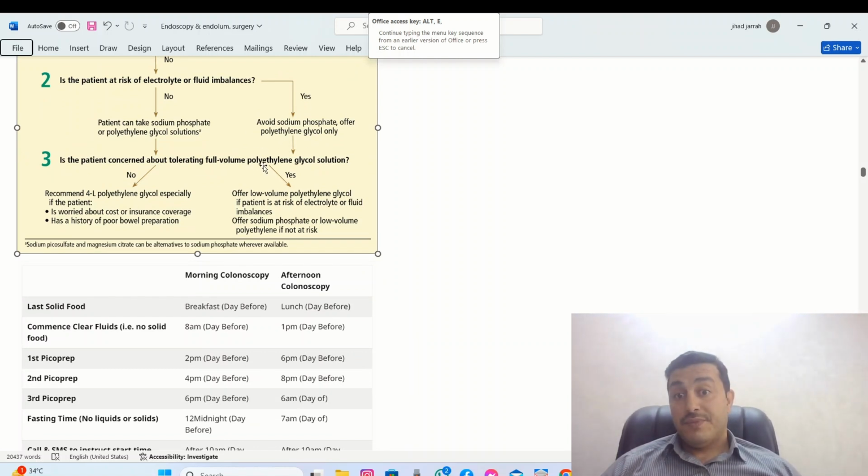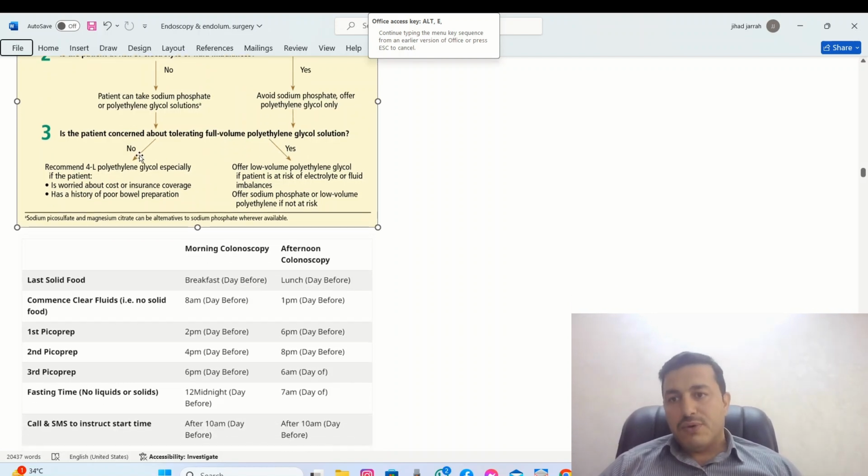Okay, if he cannot tolerate the 4 liters of polyethylene glycol, and if there is no problem, please recommend the 4 liter polyethylene glycol, especially in patients who worry about the cost or insurance coverage, because the low volume is more expensive and has a history of poor bowel preparation.